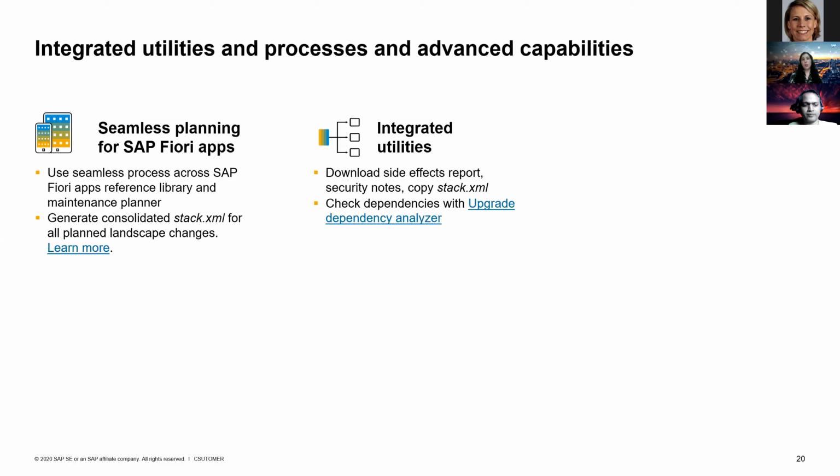We have a lot of integrated utilities. So for example, while planning any kind of software changes, you can download the side effects report, you can download security notes, you can even copy the stack XML for identical systems. So these applications were available as a standalone application, but now they are integrated into Maintenance Planner, so you can use them while doing your planning.